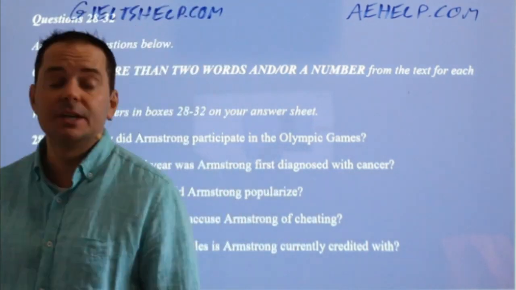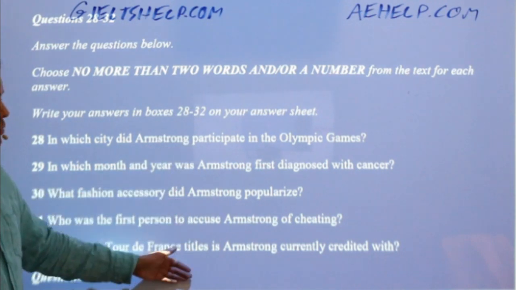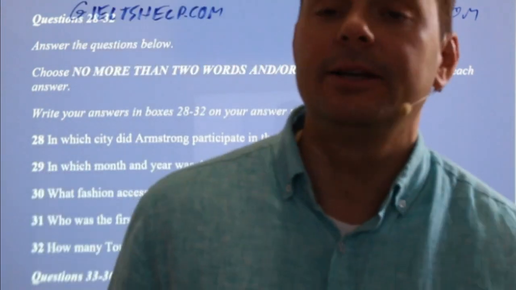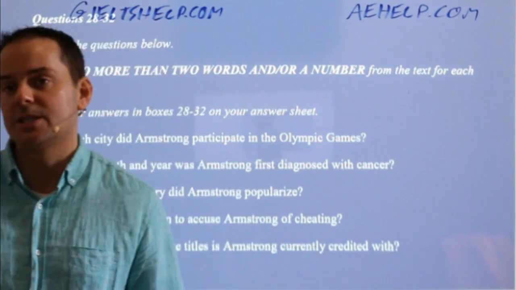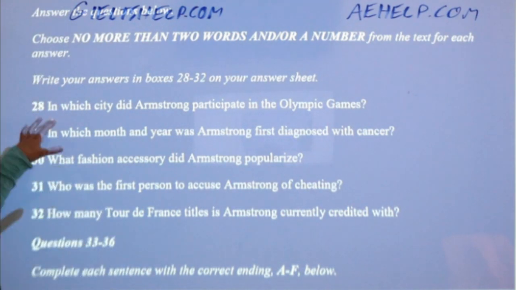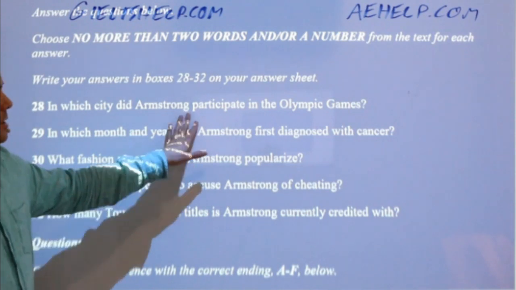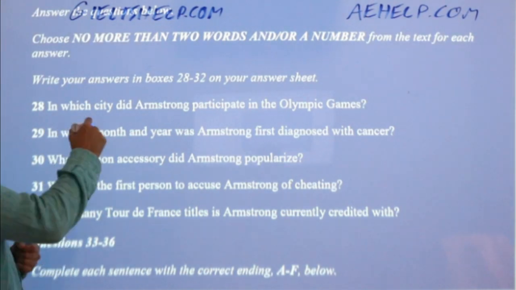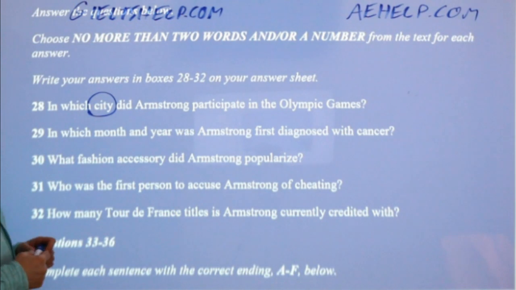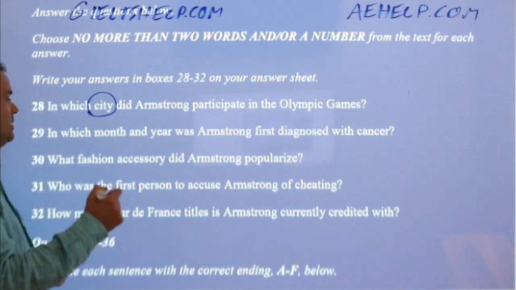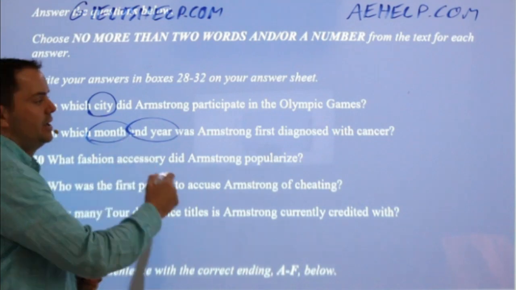If you're thinking yes, your thinking is correct. Because obviously all of this information will be somewhere in the passage. So Adiba, Siddiqui, you're right. Yes, read this one. Harmeet, Pachu, thanks for agreeing. Great. Yeah, so these ones will be somewhere in the text. So let's read these. In which city did Armstrong participate in the Olympic Games? Okay, so here we're looking for a city. Already you can focus on the key information. In which month and year was Armstrong first diagnosed with cancer? Okay, so here we're looking for month and year and diagnosis of cancer.